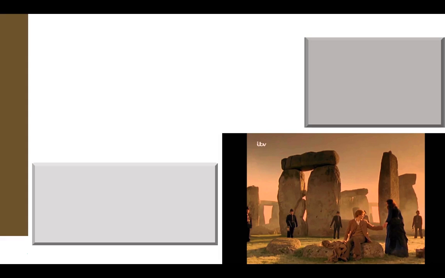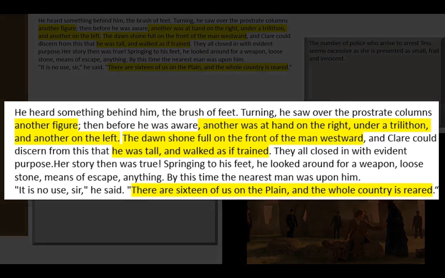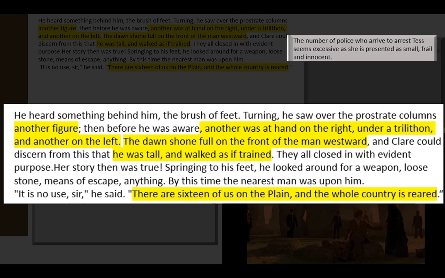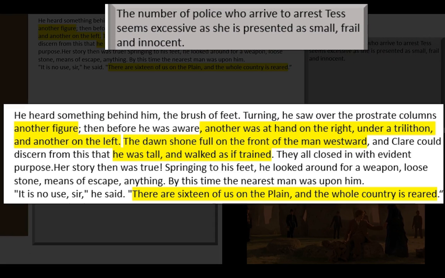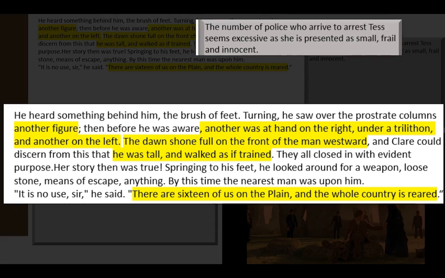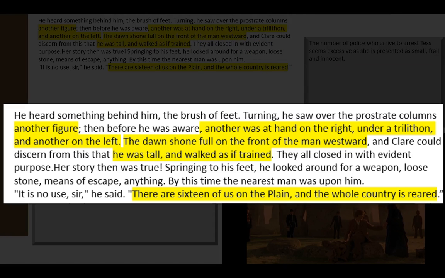If we go on and look at the end of the extract that you have, we were talking about the number of police that arrive, and Tess is described as being very small and very frail, and yet there are all these men. So if you look at the beginning, Angel Clare saw over the prostrate columns another figure. Another was at hand on the right, under a trilithron, and another on the left. The dawn shone full on the front of the man westward, and the policeman says there are 16 of us on the plain and the whole country is reared.